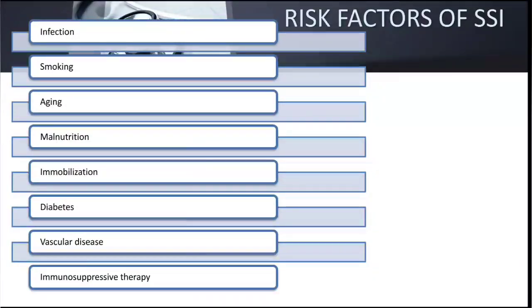And last but not least, there is immunosuppressive therapy. Here we talk about glucocorticoids, and someone who has a malignancy and is on chemotherapy or radiation. So these are the risk factors.